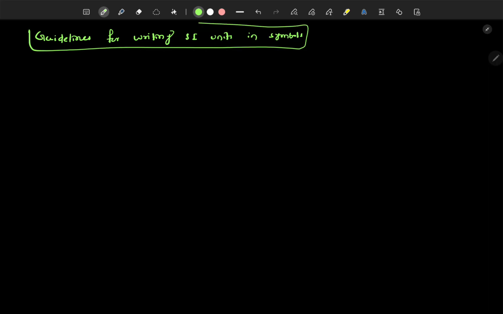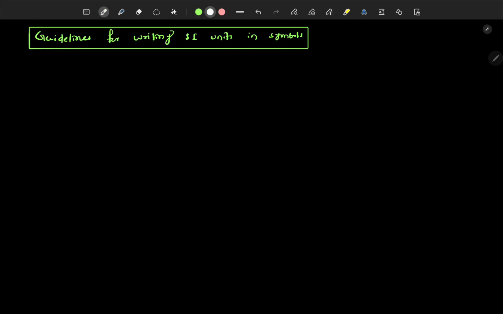Next we will discuss the rules or guidelines for writing SI units symbols. These are very simple concepts, very fundamental. So, guidelines for writing SI units in symbols. Yes, very simple guidelines are there. So listen to it properly.